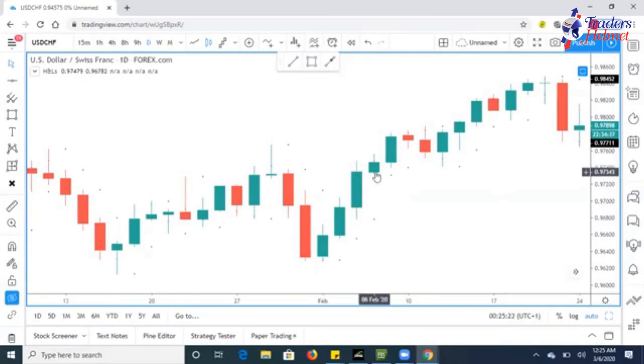It began to retrace before this day ended, traded beneath the high. The following day, traded beneath the close, then shot up. Began to retrace, traded beneath the high. Then the next day, traded beneath the low, and then went down. These were 2 full days of retracement, then shot back up. And we are saying we are not bothered about these pullbacks.